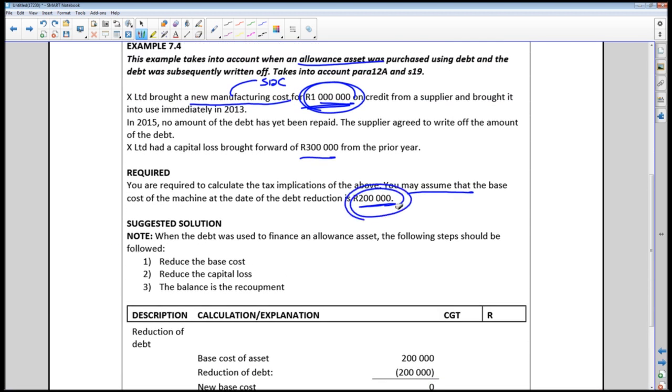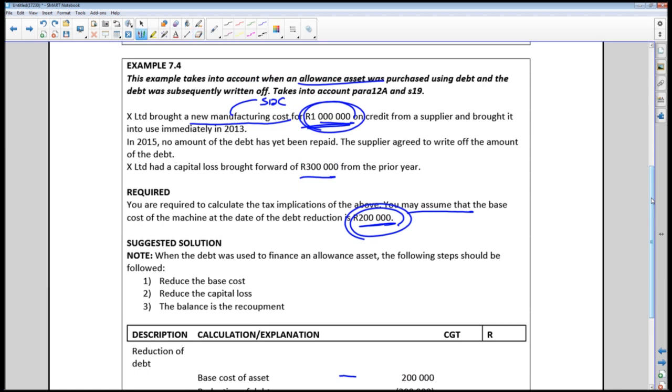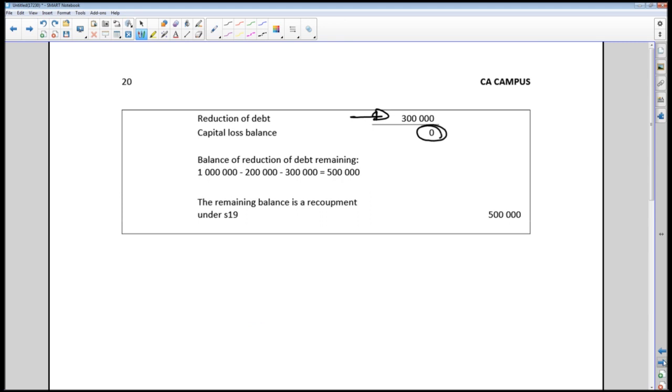first up, we have a base cost of 200,000 rands. So we take 1 million rands. There's the base cost. We take 200,000 of our million and we reduce the base cost to 0. So it has a brand new base cost of 0. That means we've already taken 200,000 rands off the 1 million rands and we've got 800,000 rands left. Then they tell you in the question that there was also a 300,000 rands capital loss. So we take that 300,000 rands capital loss and we reduce it to nil. So now we've used 200,000 and 300,000 of our million rands. There's 500,000 rands left. That 500,000 becomes a recoupment under section 19. And that is section 19 and paragraph 12A.